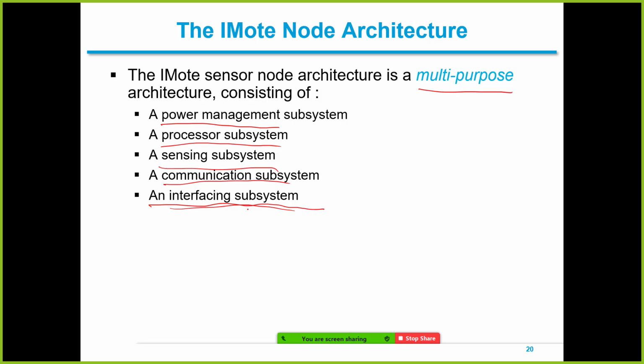This interfacing subsystem enables the interfacing and connection with external devices. Because sometimes for certain applications, we may need to connect the sensor node to some other devices, and then we need some interfacing component on the sensor node. This is the function of the interfacing subsystem.